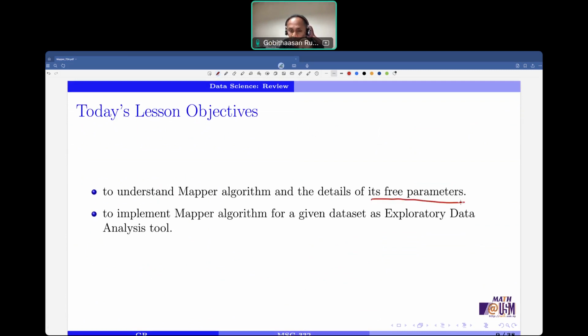It has a number of free parameters. Free parameters, I can also say hyperparameters, where you get to choose them such that you generate nice, informed, rich information of the data. So you get to see the structure well. Of course, once you understand the algorithm, you will then implement it using Kepler Mapper. Kepler Mapper is a Python package which is available for free. We will use that to do the mapper algorithm.